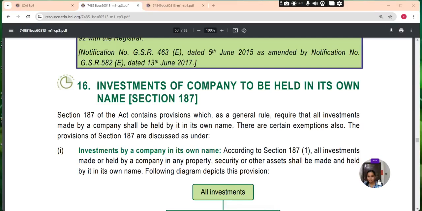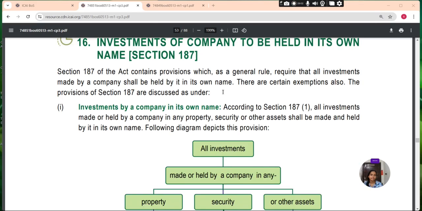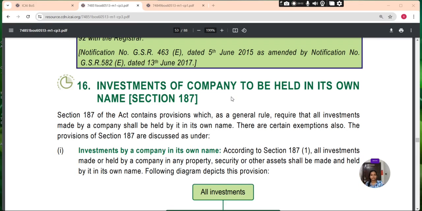We are discussing the things further. That will begin from para 16, that is, the point number 16 onwards. Investments of a company to be held in its own name, Section 187.